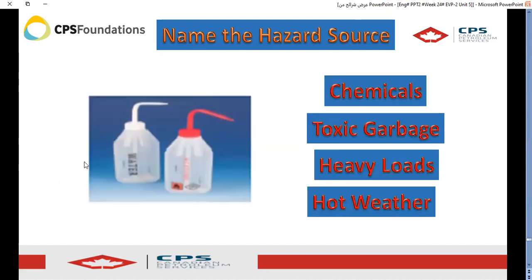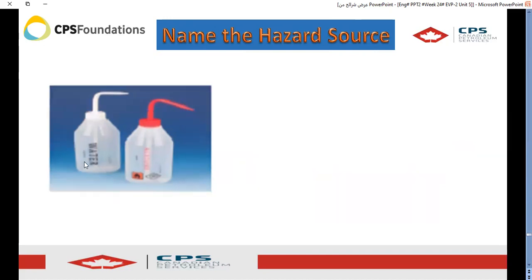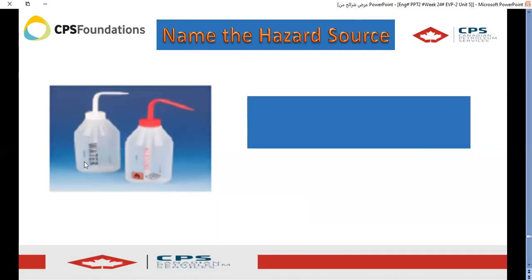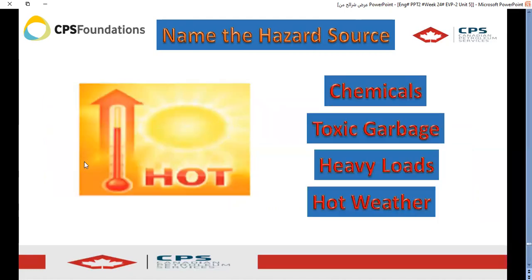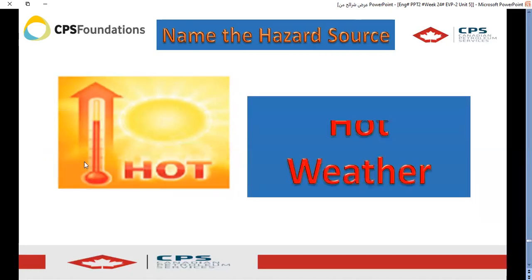Next, okay, what can you see in this picture? Great, you didn't take any time. This represents chemicals, right? And this picture, of course, is easy. It represents hot weather.